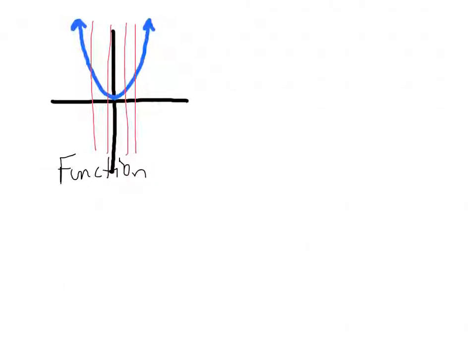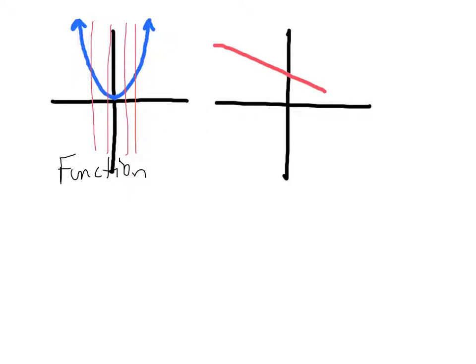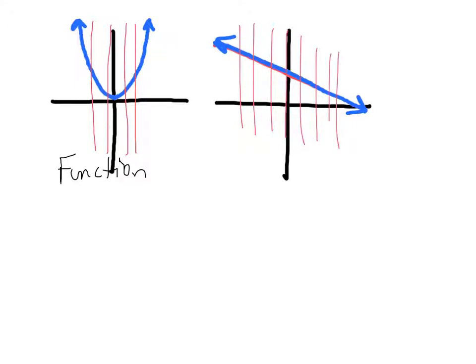All right, let's see here. What if we just have a straight line? What if I have a straight line? Is that a function or not? Absolutely. Every vertical line I draw on here, it doesn't matter where I put it, is only crossing that line in one spot, so this is a function.